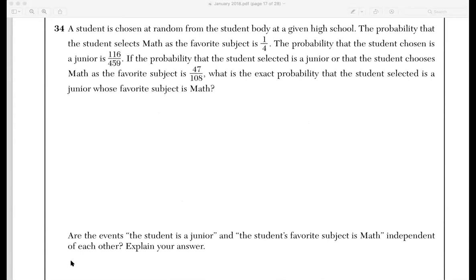This is a probability one. This one's really important if you're planning on trying to do well in January. Let me show you this formula. It's the probability of A or B equals the probability of event A plus the probability of event B minus the probability of events A and B.